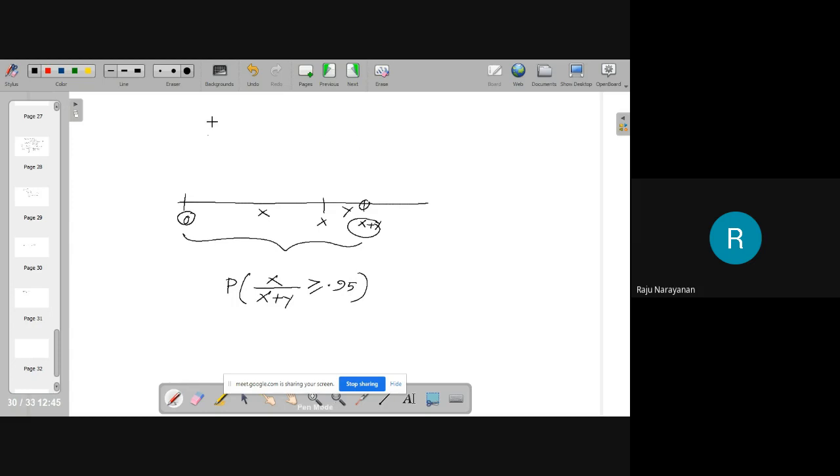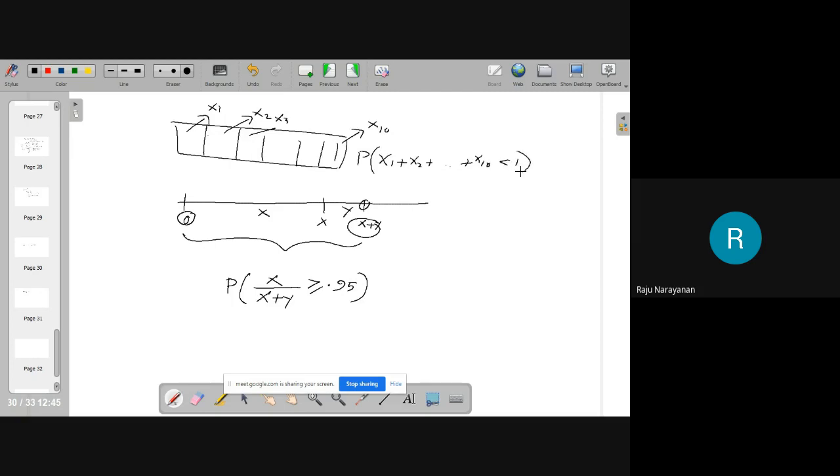Suppose in your system, there are 10 units. This machine will make x1 errors. This machine makes x2 errors. This machine will make x3 errors. All those things are random variables. This x1 may be 0, 1, 2, 3, etc. x2 may be 0, 1, 2, 3, etc. You are interested in what? What is the probability that the total number of errors is less than or equal to 1. Maximum 1 error or 0 error.